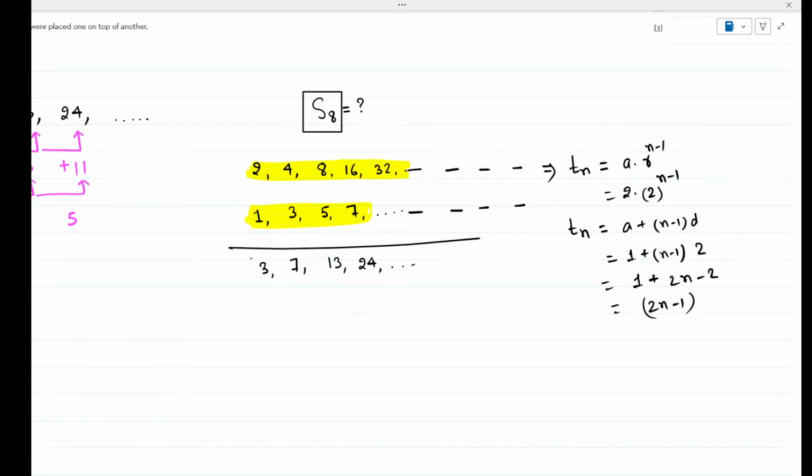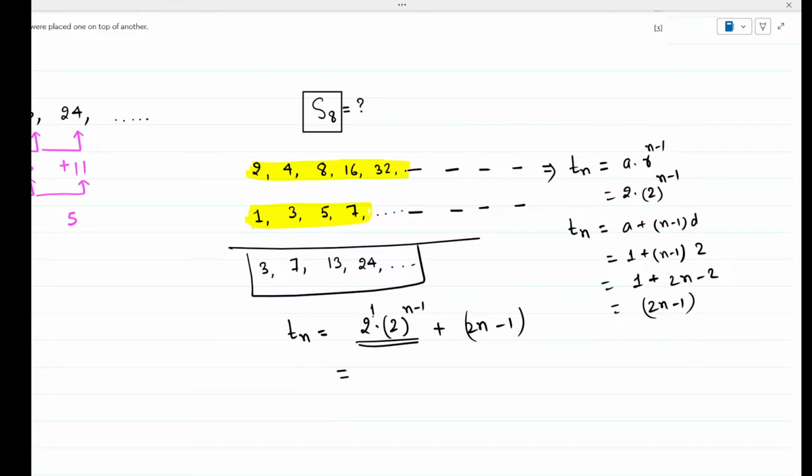Correct. So the overall term for my sequence, I'm adding all the terms. So it is 2 times 2 raised to the power n minus 1 plus 2n minus 1. Am I right? You can simplify this. It has the power 1. So it is 2 raised to the power n minus 1 plus 1, plus 2n minus 1. So it is 2 raised to the power n plus 2n minus 1.